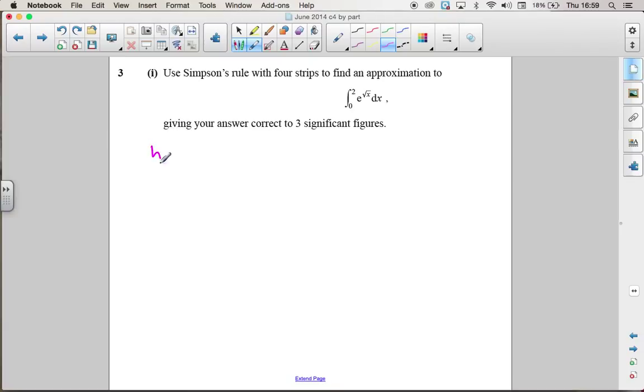Question. Simpson's rule, the formula is this.